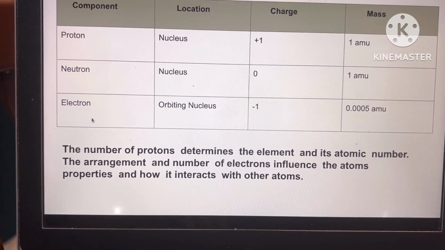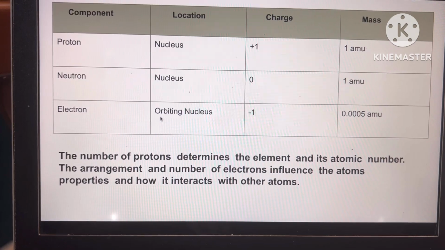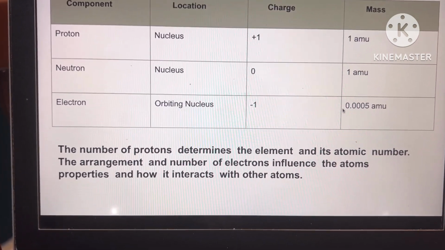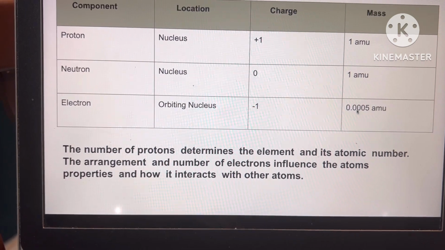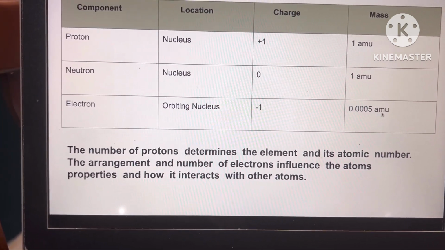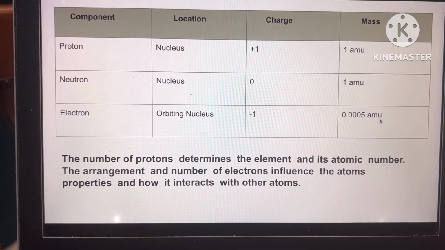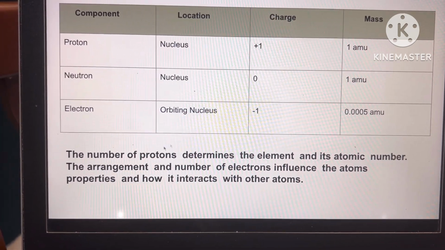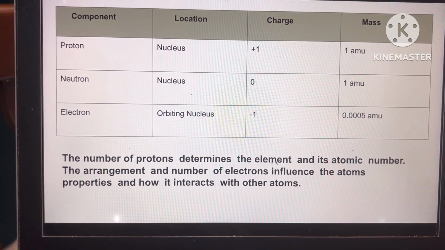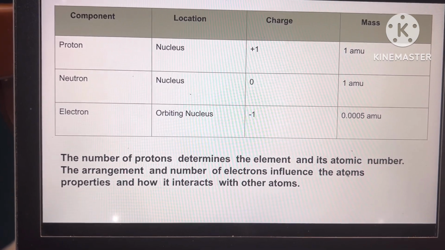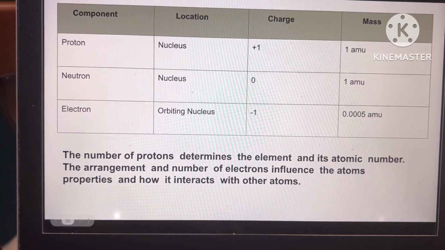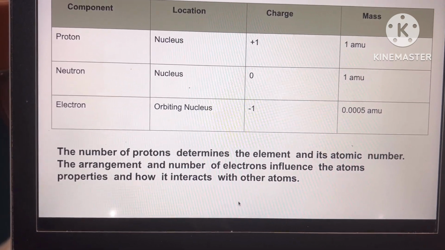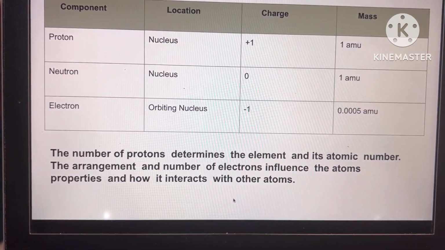And then we also have electron. Location is in orbiting nucleus. It has a negative 1 charge and a mass of 0.0005 AMU. So to summarize everything that we discussed, the number of protons determines the element and its atomic number. Also, the arrangement and number of electrons influence the atom's properties and how it interacts with other atoms.